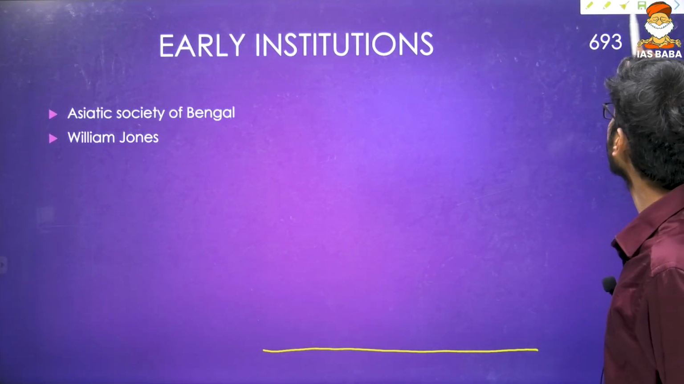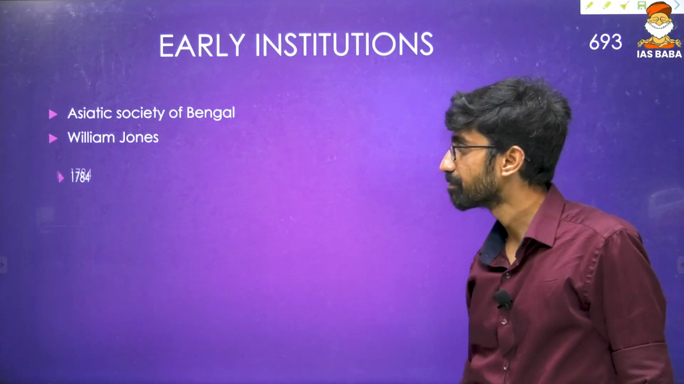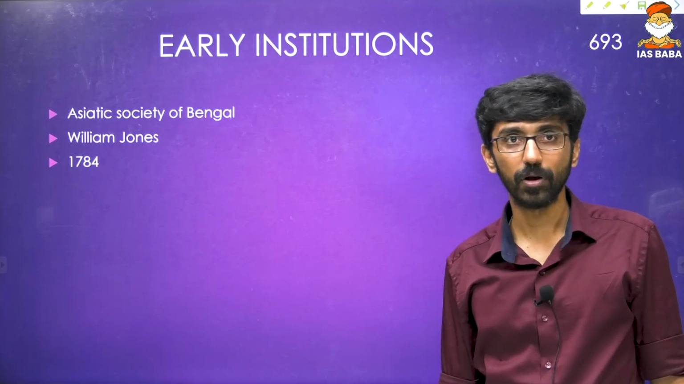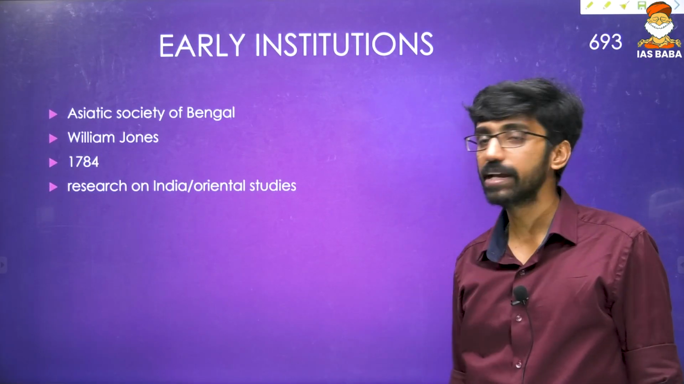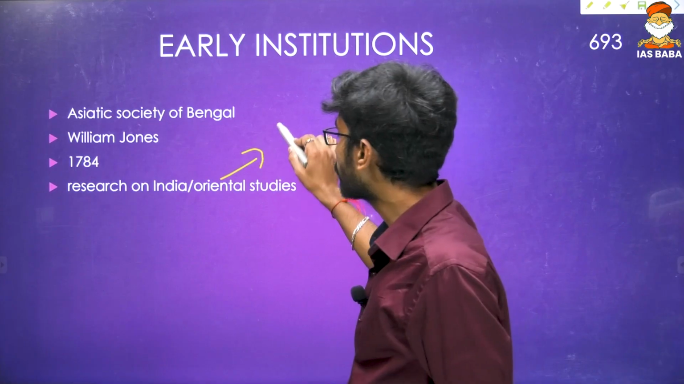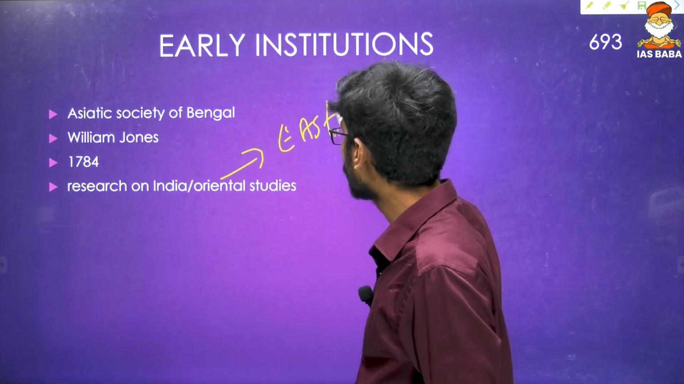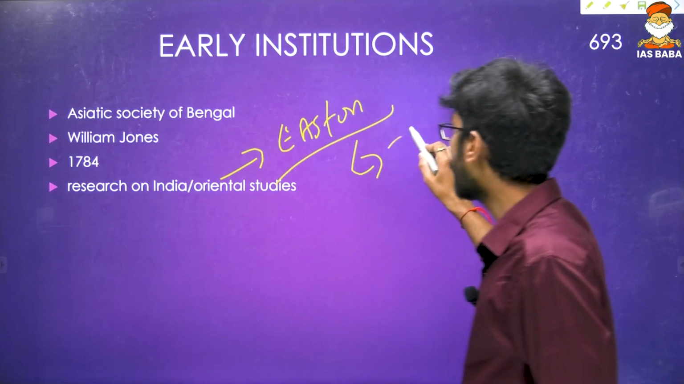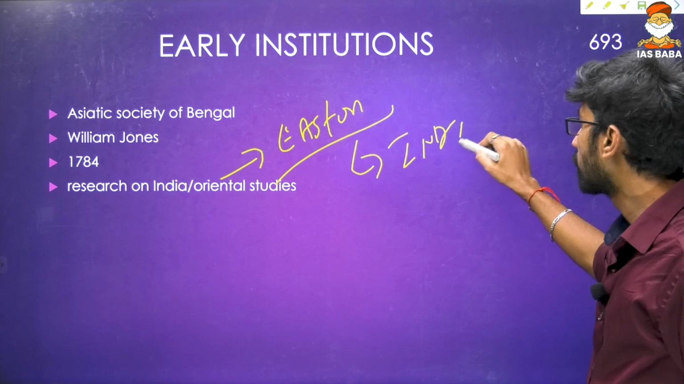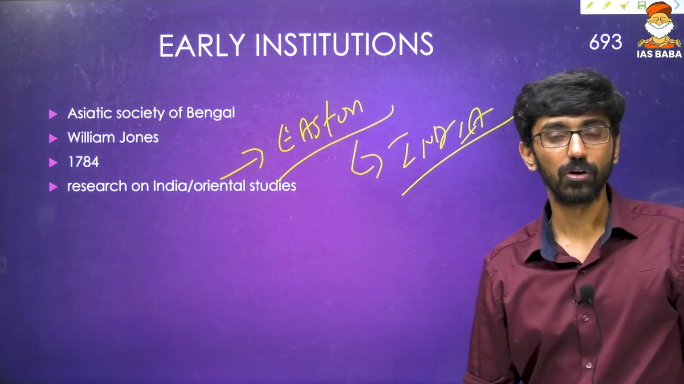Then again, Asiatic Society of Bengal, William Jones, okay, 1784. Then research on Indian and Oriental studies. Oriental means Eastern studies, Eastern philosophies, Eastern knowledge. Eastern means we can talk about India, Asia, Africa. So all these are together called Oriental.